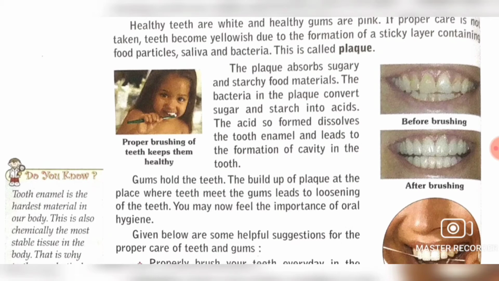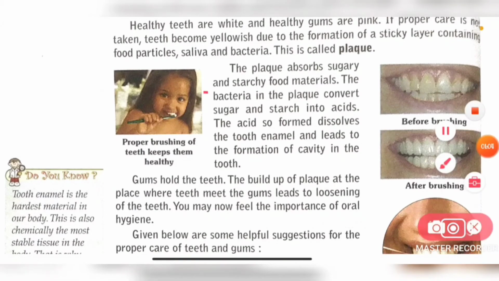Plaque absorbs sugary and starchy food material. Normally plaque has an affinity for sugar and starch, so it absorbs this type of material more, and by absorbing this type of material the bacteria in the plaque convert them into acid.